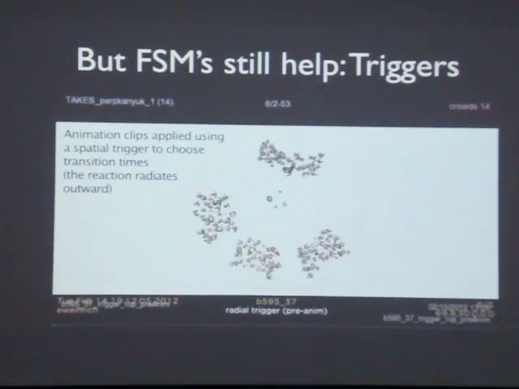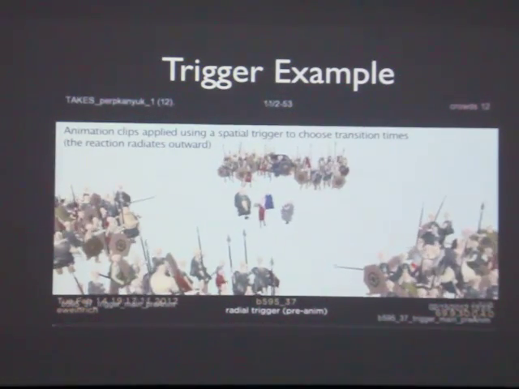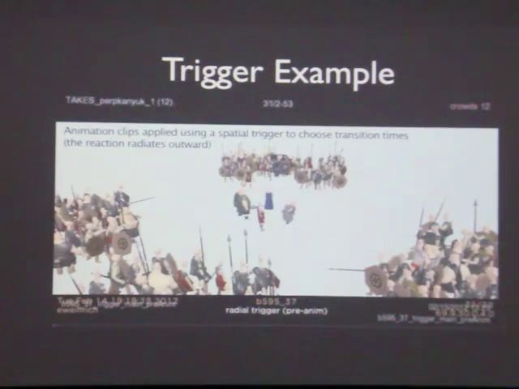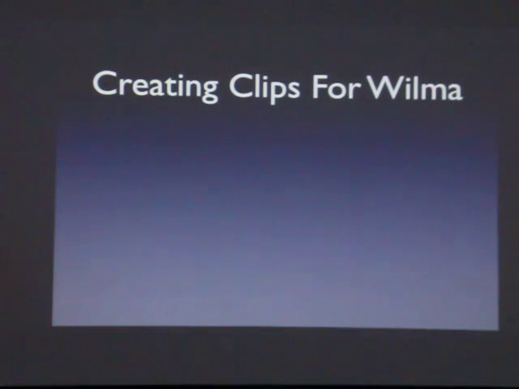So we have some trigger going there. Here's an example up close. We see that animation kind of propagates from the front to the back. And again, this is just a transition in a state machine going from one clip to another. But we're using the spatial location to say when that trigger happens. And I think here's the actual shot. There we go. And it propagates.